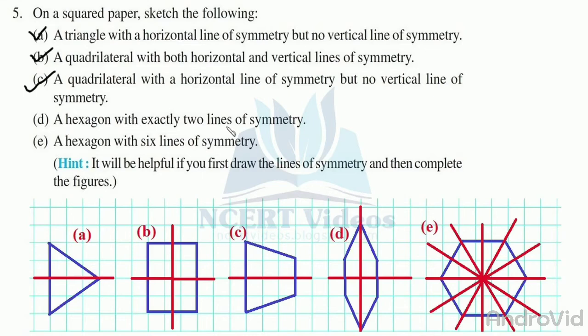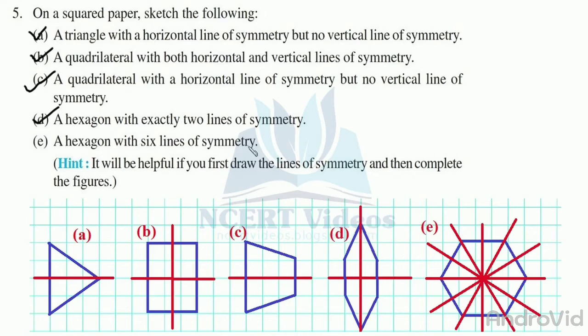D. A hexagon with exactly 2 lines of symmetry. Well, obviously yes, D part has. As you can see here, just don't make it a regular hexagon. Keep one side longer than the other. You'll be able to make a hexagon with exactly 2 lines of symmetry.